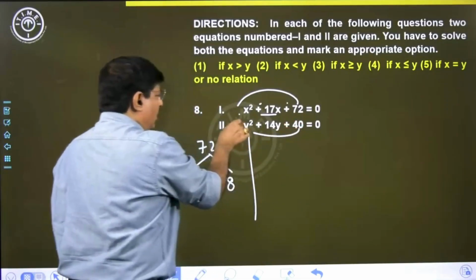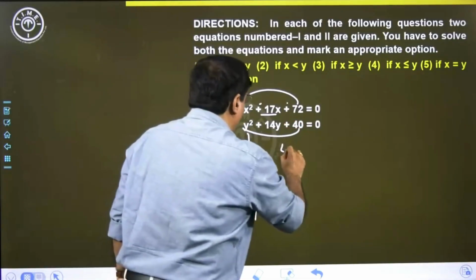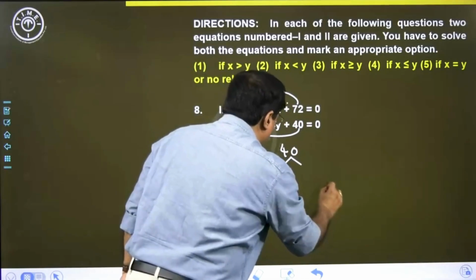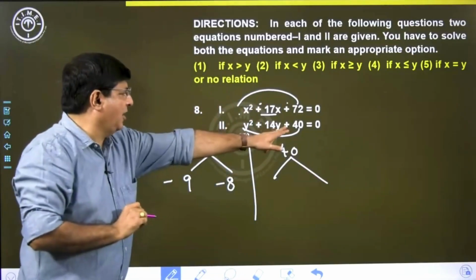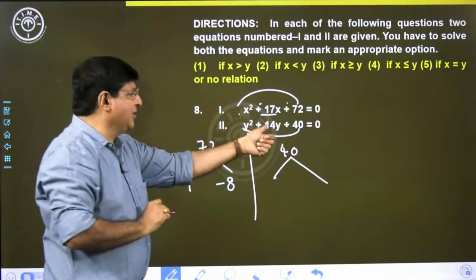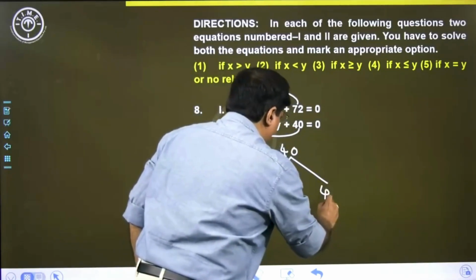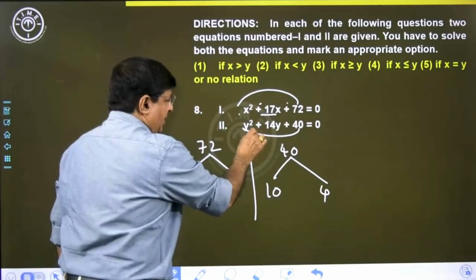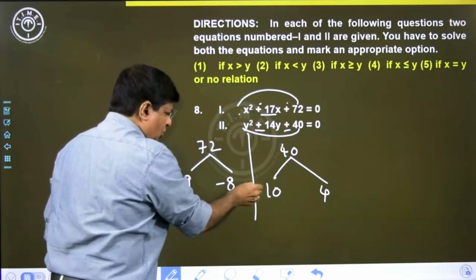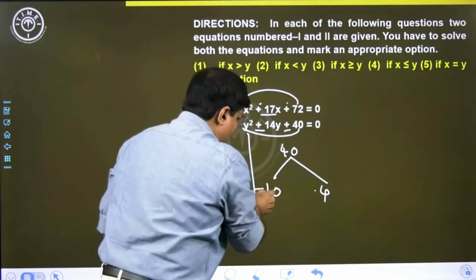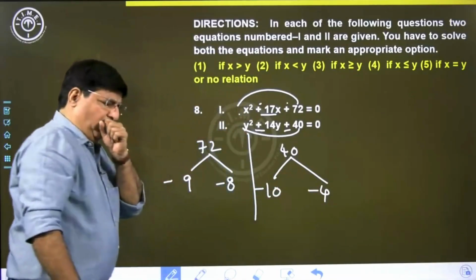This is the second equation now. 40 into 1, so 40 is here. Plus here. We have got two numbers whose sum is 14, product is 40. 10 and 4. Both are plus here in the equation, plus and plus. So the roots will be minus 10 and minus 4.